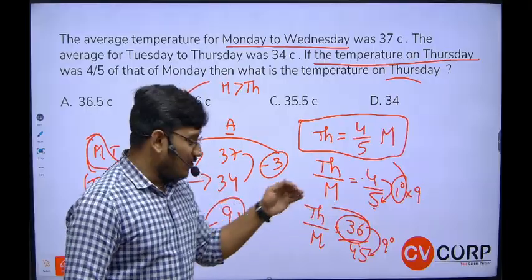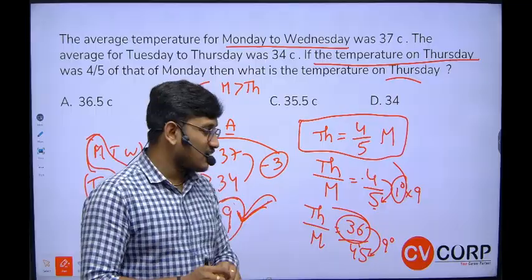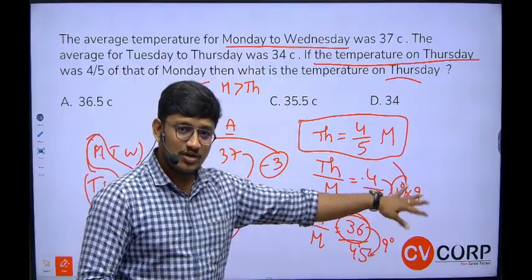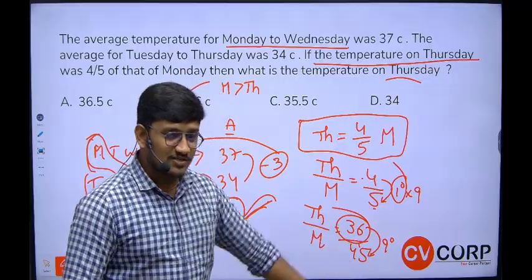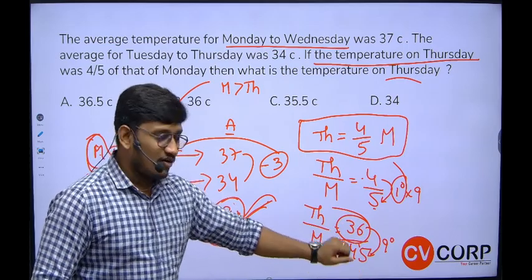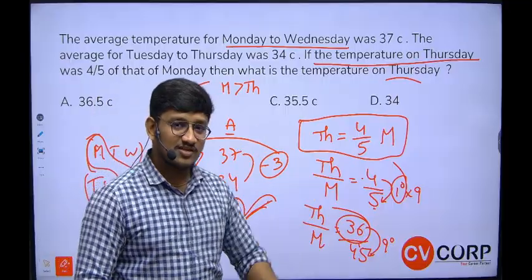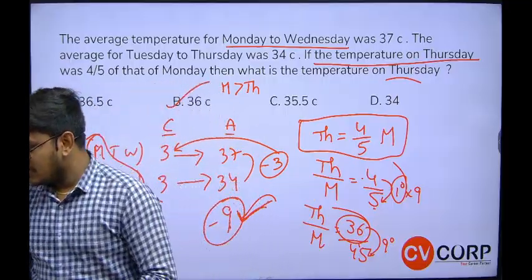But according to our condition, the difference should be 9, so in order to make the condition fit our comfort zone, I converted that 1 to 9. So 36 by 45, which means the difference is 9. If they would have asked the question, what is the temperature on Monday, it should be 45. But the actual question they have given is Thursday. So Thursday's temperature is 36 degrees.